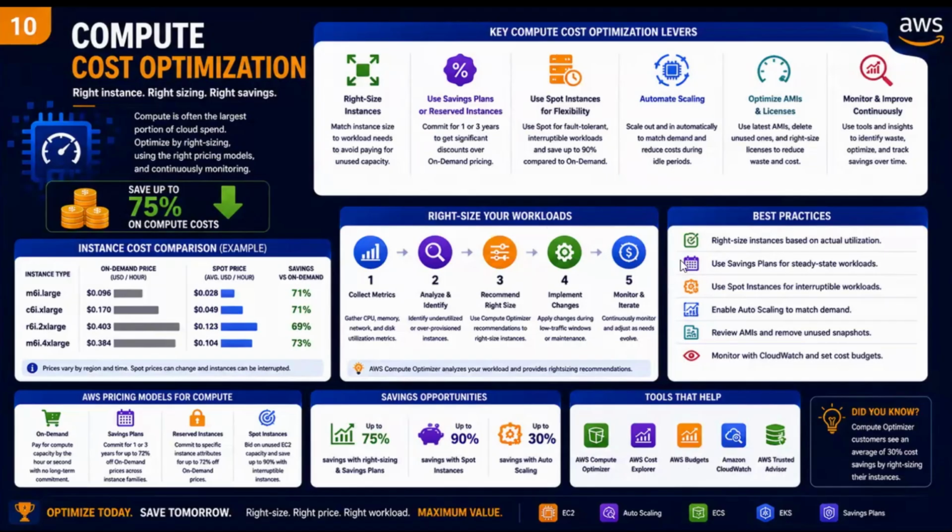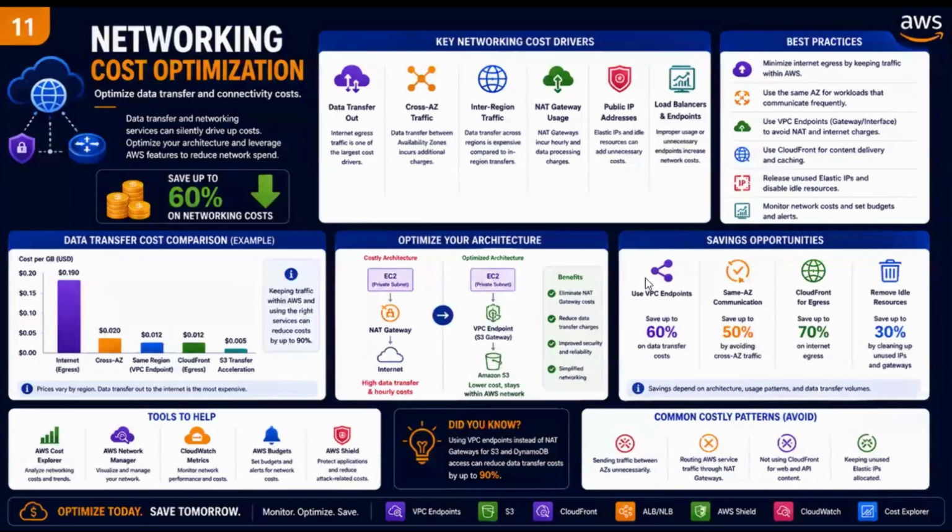So next, we are talking about networking. These are the parts of network cost optimization. So how does it help us get more cost optimization options? So, let's talk.